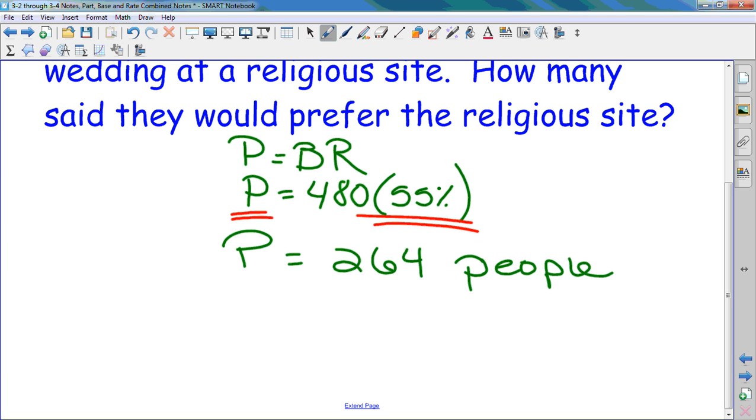That means I either have to change this rate to 45%, or I have to subtract this number from 480 to 5. How many people want a non-religious site? You must make sure that this rate and this part are talking about the same thing when you put it in. That's probably 90% of mistakes. Okay? The math is hard.